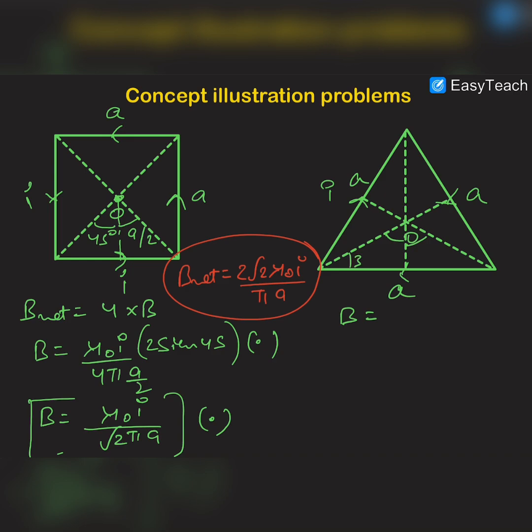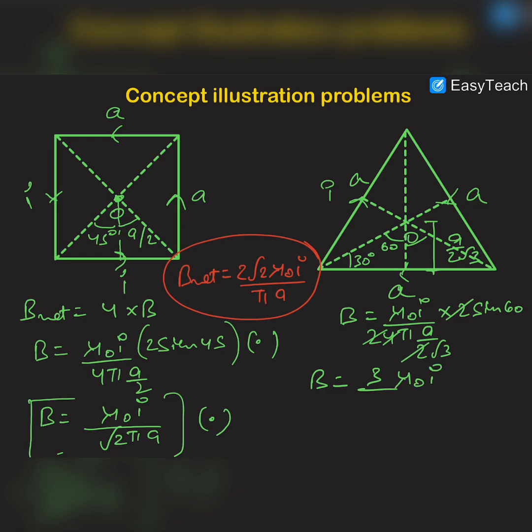So this is 30 degree and this is 60 degree because it is an equilateral triangle. So this distance we know is A by 2 root 3. So B is mu naught I by 4 pi A by 2 root 3 into 2 sine 60. So B will be equal to, this 2 and this 2 cancelled, and B will be, sine 60 is root 3 by 2, so it would be 3 by 3 mu naught I by 2 pi A.